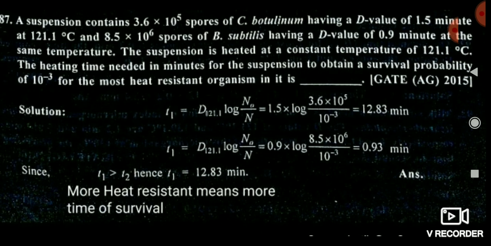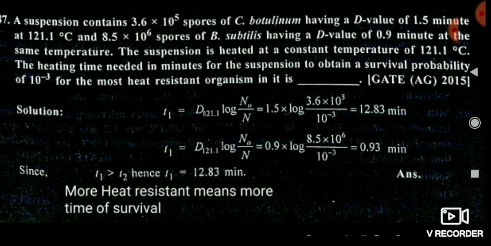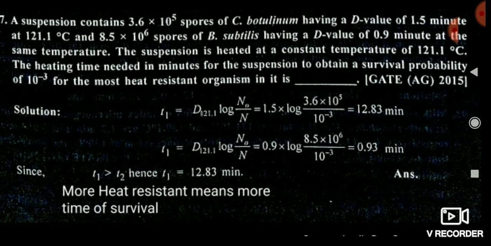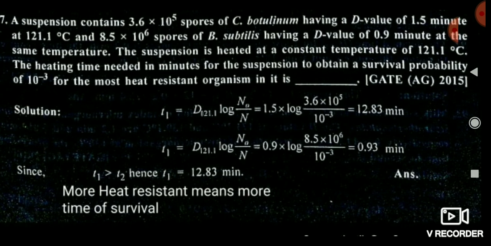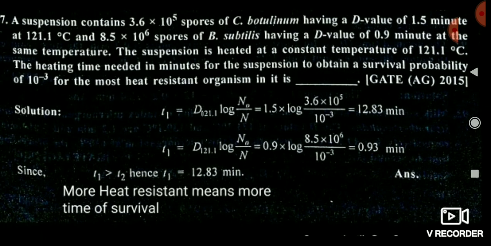Meaning initially N naught value is given for both microorganisms, D value is given for both B and C, and the final spoilage probability, means N value, is also given, that is 10 to the power -3. So you should simply use the processing time formula, that is F is equal to D into log base 10 N naught by N. You apply this formula in both the cases, you can get 2 times, one time for C, one time for B.